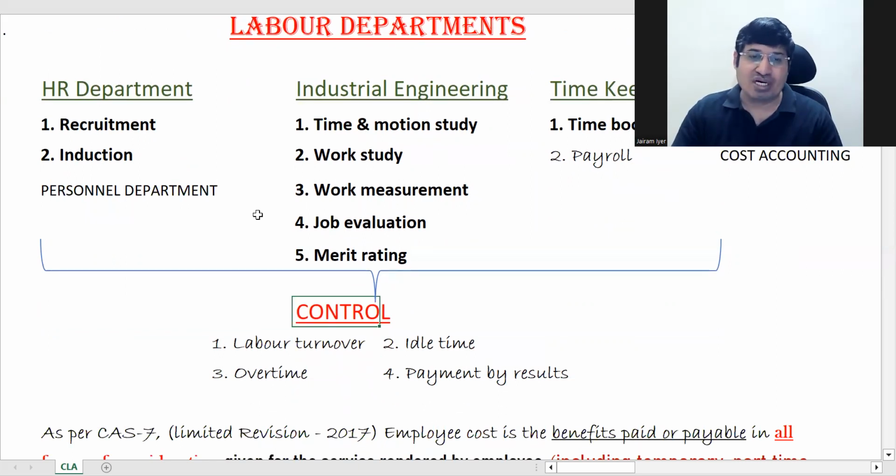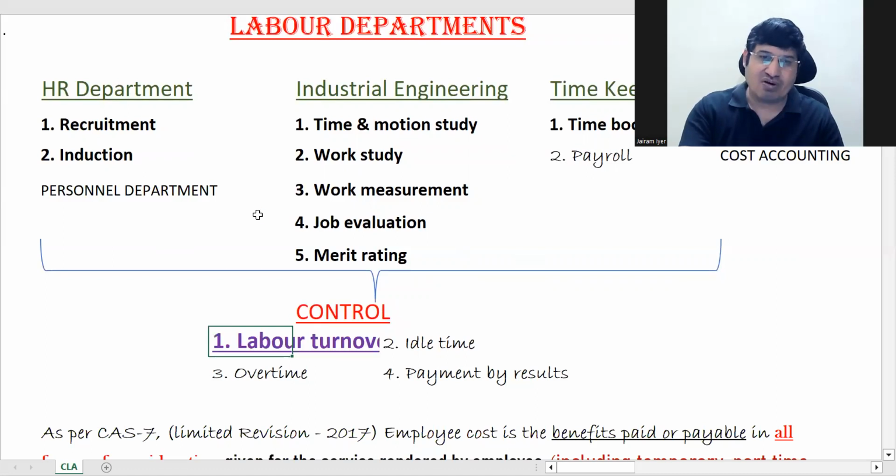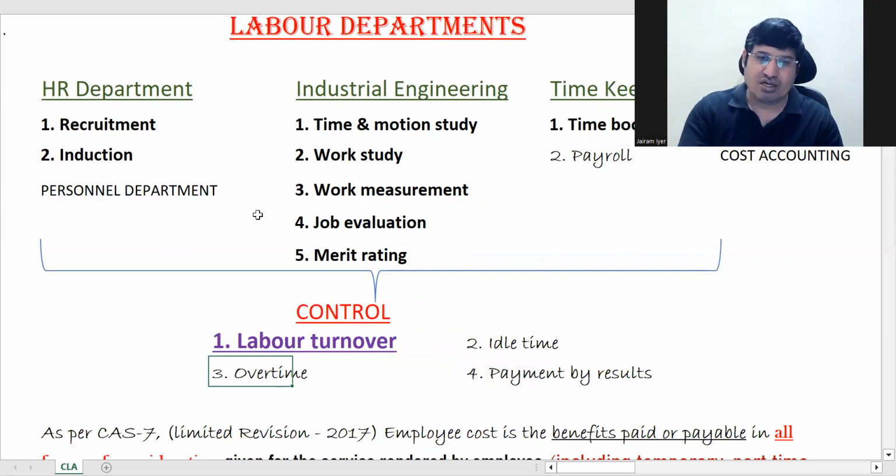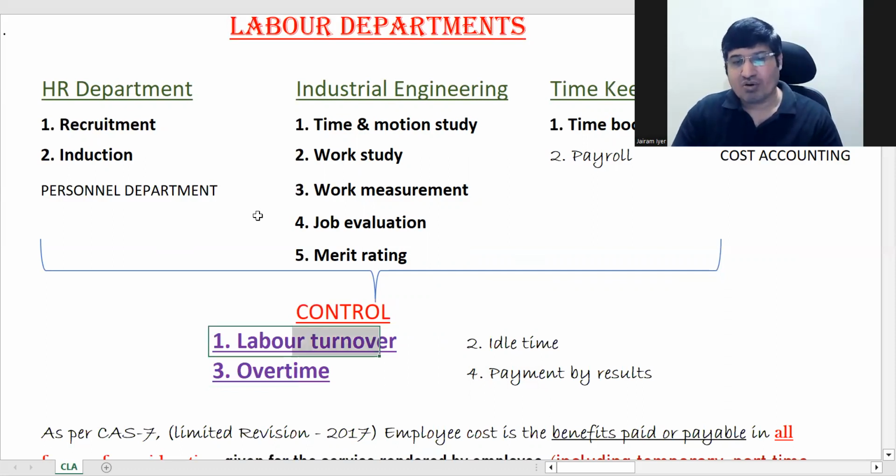control, what do they control? They control labor turnover. Overtime, but overtime within limits. Labor turnover means when employees leave the organization. That phenomenon is called labor turnover. So it has to be controlled. Overtime has to be controlled.